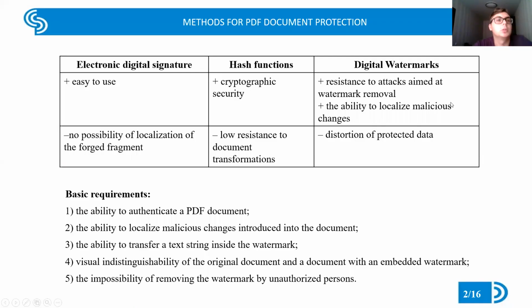As a rule, digital signatures or EDS or cryptographic hash functions are used to protect PDF documents. EDS and hash functions provide only integrity protection, but for comprehensive protection, it's necessary to be able not only to authenticate the document, but also to localize fragments that were attacked and modified. The developed authentication method should include the ability to localize malicious changes.